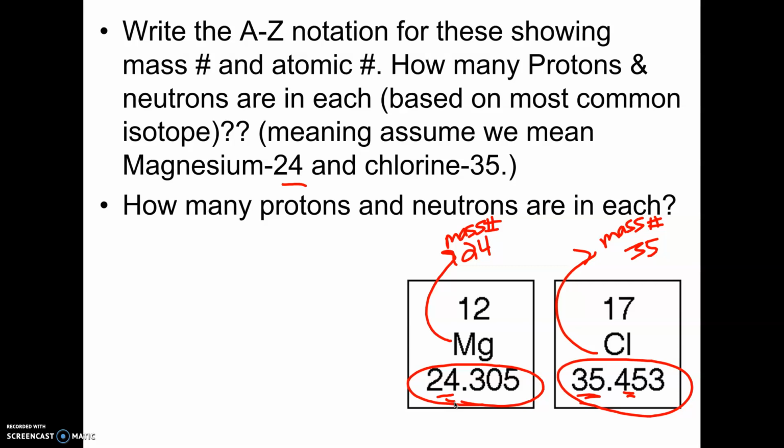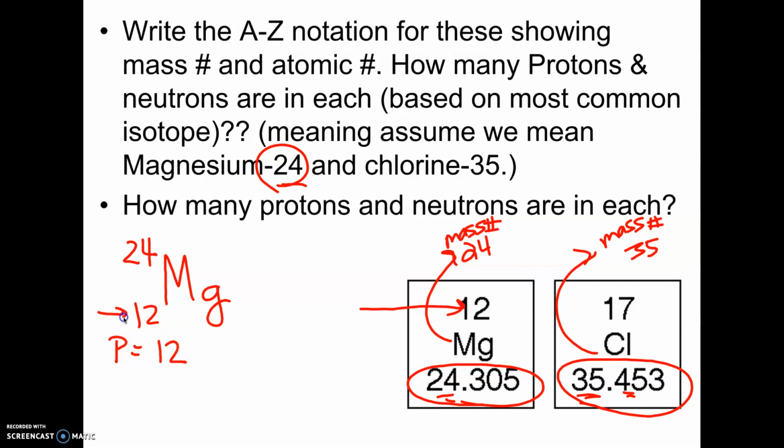All right, so let's start with the magnesium. So the magnesium has 12 protons. That's its atomic number. That goes in the bottom left. And then I said to use magnesium-24, the one with a mass number of 24. So the 24 would go in the top left. The number of protons would be 12. The number of neutrons would be, remember, that's going to be your 24 minus 12, which is 12.